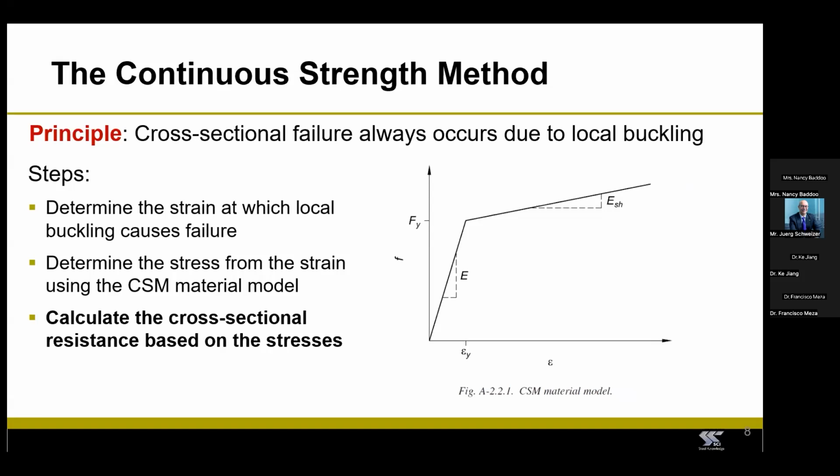Now, you can see from this figure that if the maximum strain the cross-section can resist is lower than epsilon sub y, then the maximum stress in the cross-section is going to be lower than the yield stress. And this would effectively be the case of a slender cross-section. And in this case, you will not be able to take advantage of the strength hardening. Now, if the maximum strain the cross-section can resist is larger than epsilon sub y, that means that the cross-section is either non-slender or compact. And in this case, the cross-sectional resistance you will get using the CSM is going to be larger than you would get if you use the traditional design method.